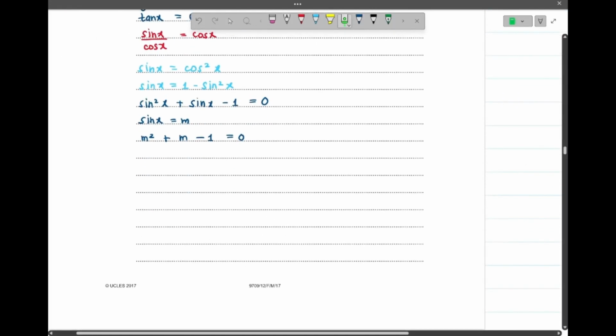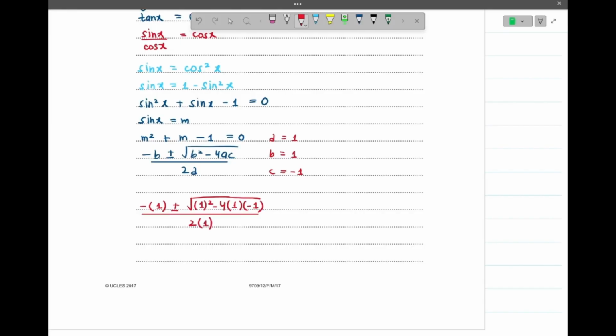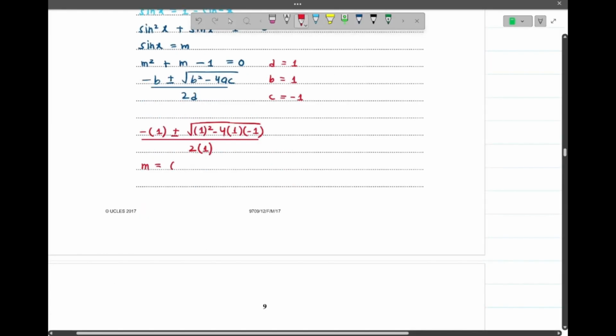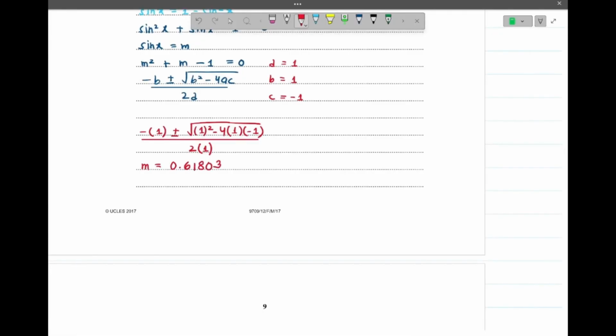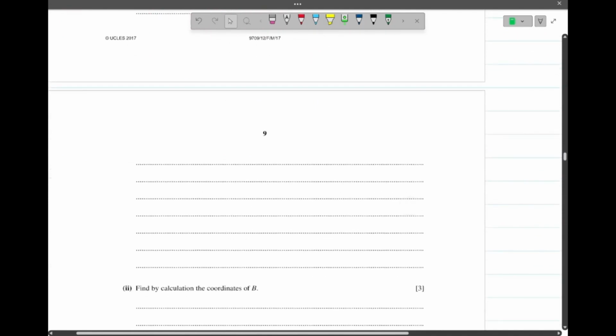You can just put this into your calculator, or you can use the quadratic formula to solve it. That is negative b plus or minus the square root of b squared minus 4ac, divided by 2a. I can say that a here is 1, b is also 1, and c is negative 1. So I can plug these values in: negative 1 plus or minus the square root of 1 squared minus 4 times 1 times negative 1, divided by 2 times 1. It's going to give me two values of m that are 0.61803 and negative 1.6180.